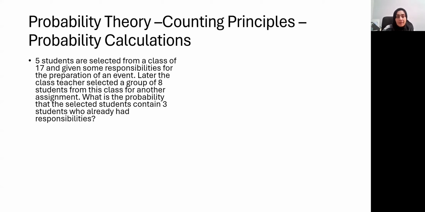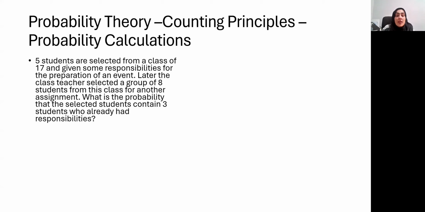In this case, in a class of 17, 5 students are the ones who had responsibilities earlier, already given some responsibilities that were assigned to them. And this leaves 12 students who did not have any responsibility. But then a group of 8 people are selected from these 17 students, including both the ones with responsibilities and the ones who did not have responsibility.